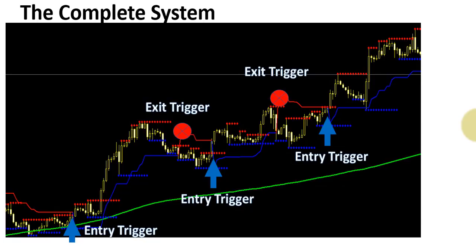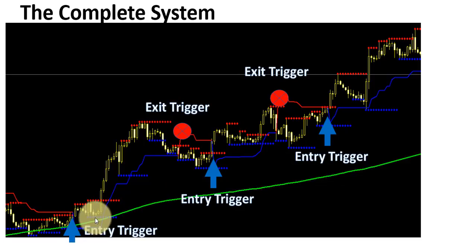Okay, enough of talking. Let's look at an example. This is a paper example. So what can you see here? From here we see the super trend is red, and then it turns to blue, but we are still on what? The 200 moving average.